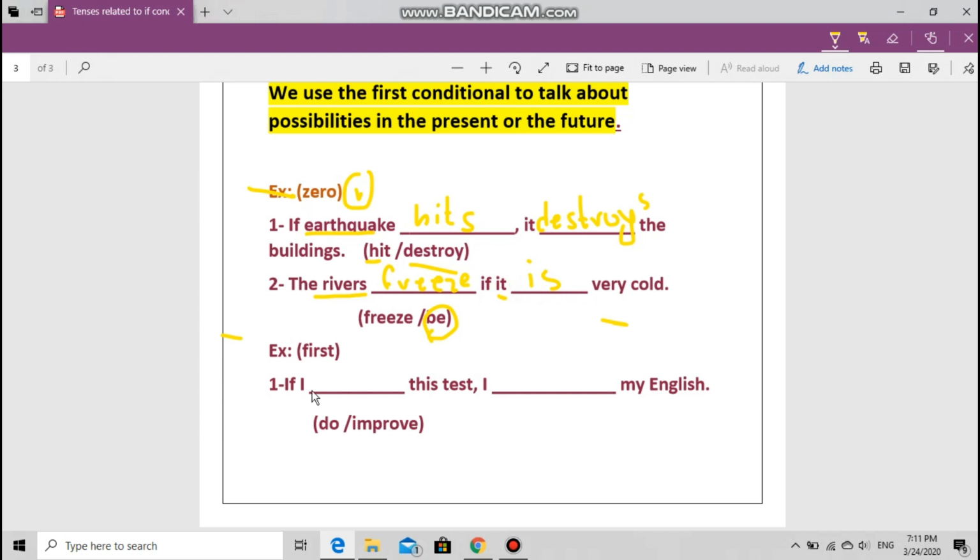Okay, let's go to the first. If I do this test, I will improve. Remember the if clause in the first conditional is present simple. So if I what? Do. If I do this test, I will improve.